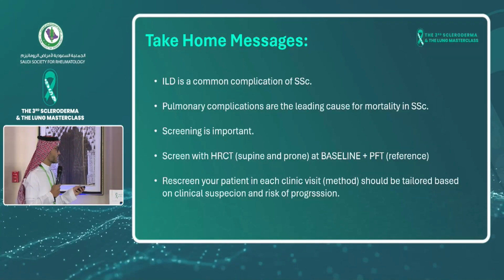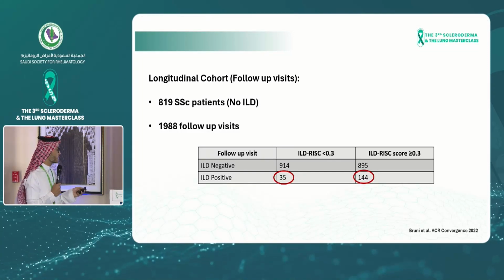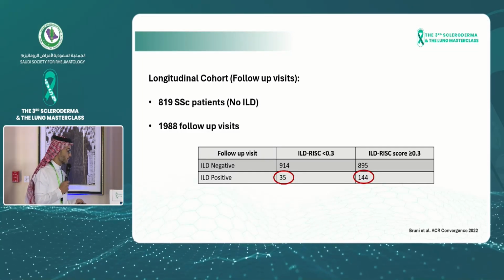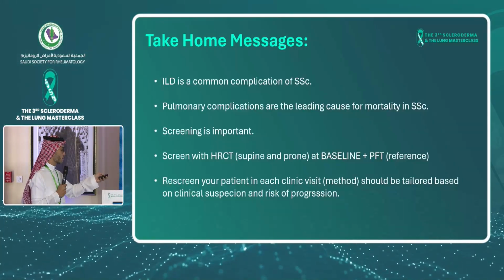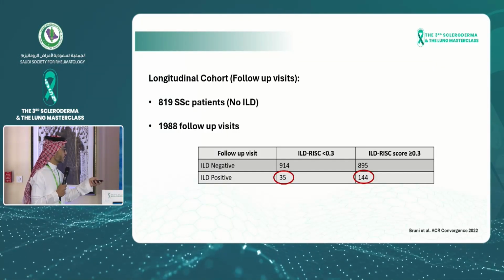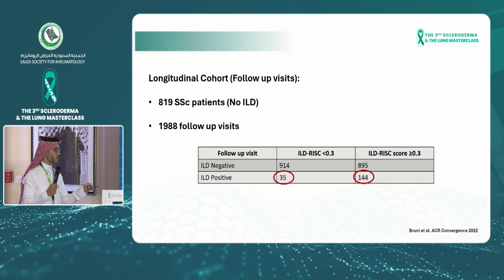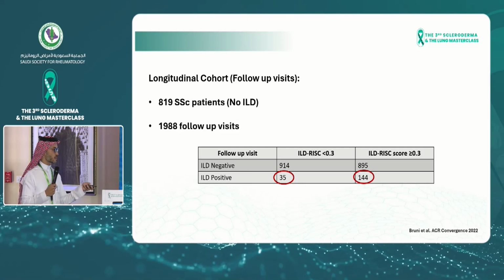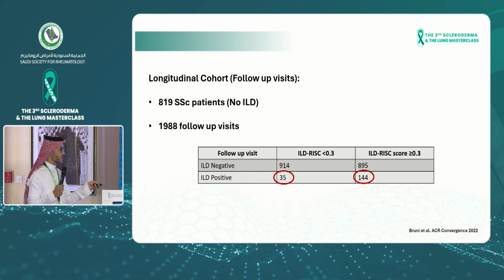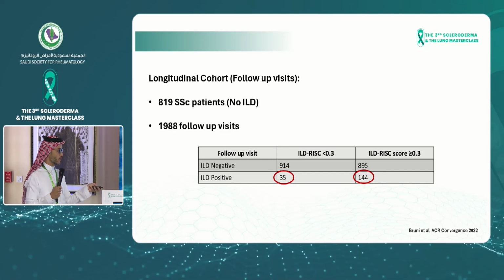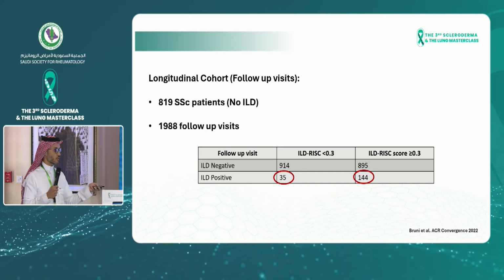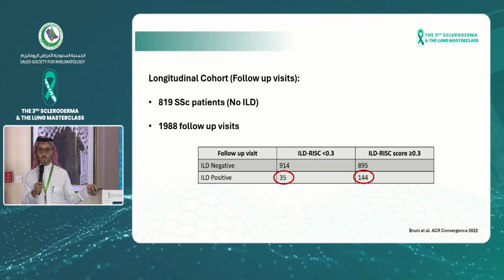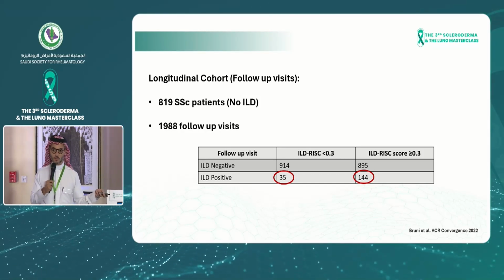They had 820 patients for the follow-up visit who did not have ILD at baseline, and then they had almost 2,000 visits. And as you can see, with an ILD risk score of more than 0.3, more patients had ILD, and fewer patients with an ILD risk score less than 0.3 had ILD. So those patient populations are probably the patients I'm going to order CT scans on a regular basis because they're at high risk of developing ILD.